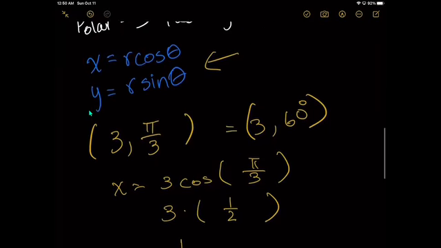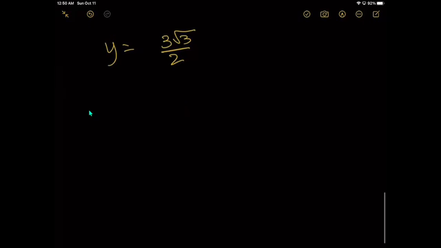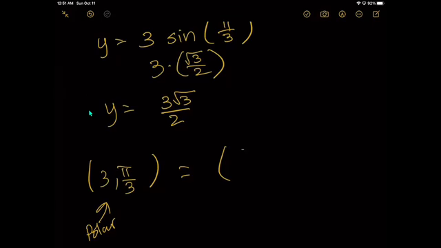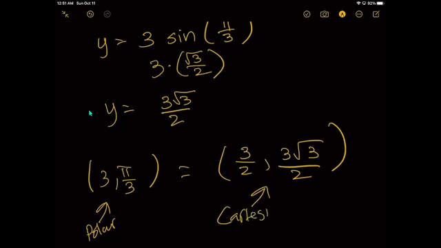So 3, pi over 3 in polar is the same thing as 3 halves, 3 root 3 over 2 in Cartesian or rectangular.